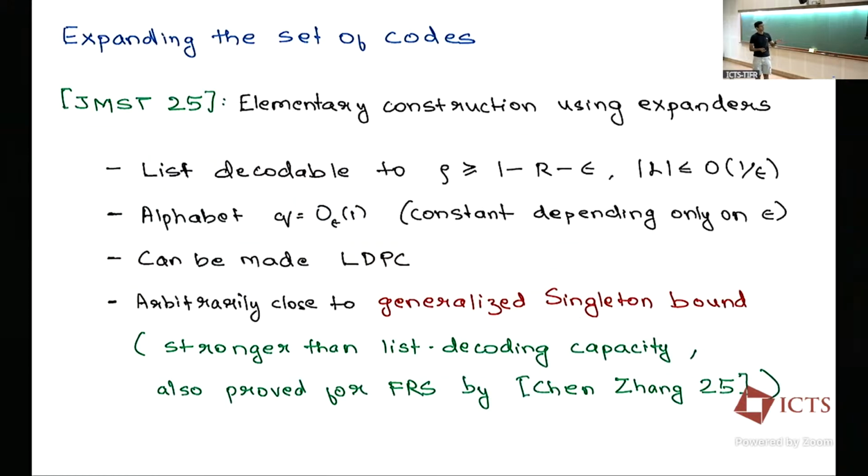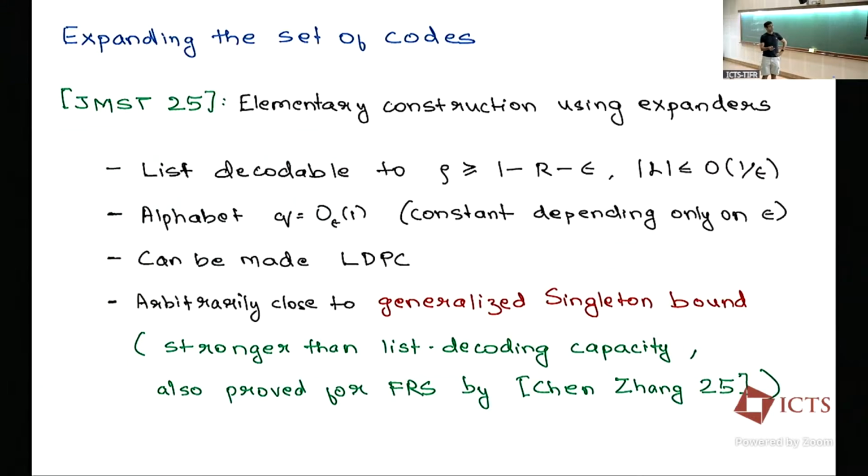Okay. So, as you might have guessed, the result I want to tell you about is a fairly elementary construction using expanders. In fact, it's not even a new construction. It's a 30-year-old construction, which we analyze. And we can show that it's list decodable again to the optimal radius, 1 minus r minus epsilon. Again, formally, for every epsilon, there is an infinite family of codes list decoding up to this radius.